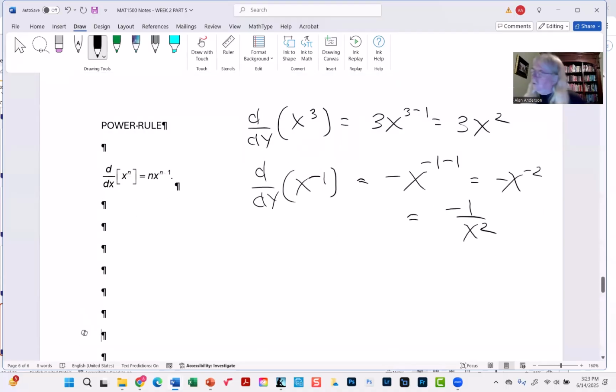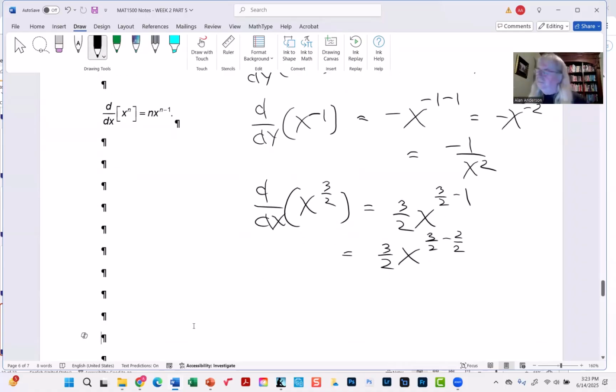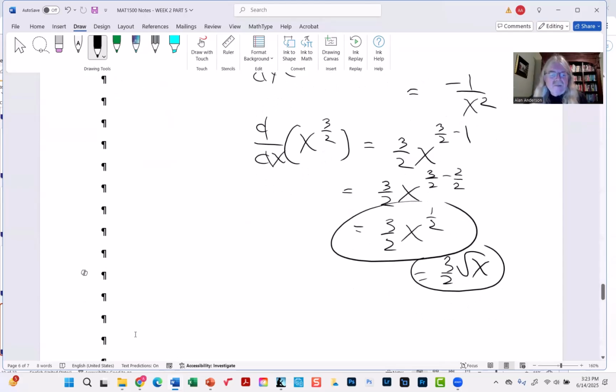And sometimes you get more complicated cases. Let's say we get something like this. So if I rewrite this as 3 halves minus 2 halves, you'll see that we ultimately end up with the result, or of course, if you prefer, you could write 3 halves radical x because it's the same. All right, then. So I think I have some examples waiting for us.